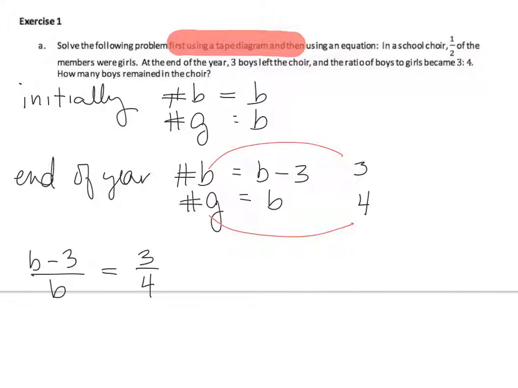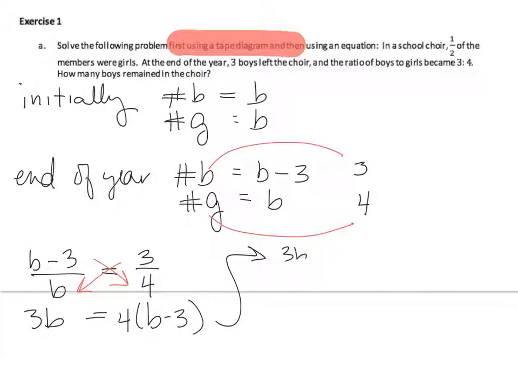Then honestly, whenever I have an equation with an equal sign, just a simple expression on the left and simple on the right, I just cross multiply, or I multiply down, however you want to say it. 4 times B minus 3 equals 3 times B. Coming up here to work, I have 3B equals, distribute that, 4B minus 12. Subtract 3B from both sides because I like to keep things positive. Add 12 to both sides.